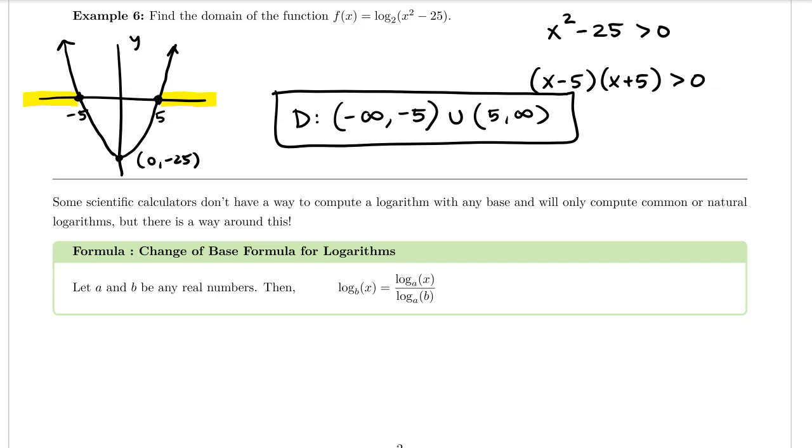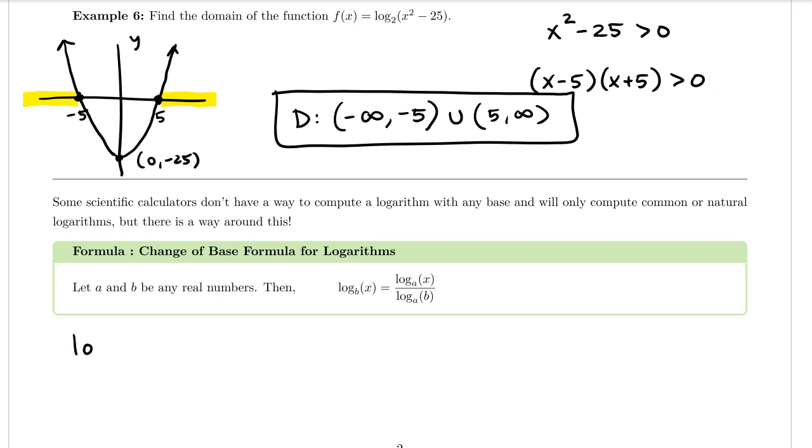So you can use this formula to get around it if you have a calculator that does not allow you to alter the base of a logarithm, and say your calculator only has the common logarithm or the natural logarithm. This is how you would get around that. You would use the change of base formula. So let me just give you a quick example.